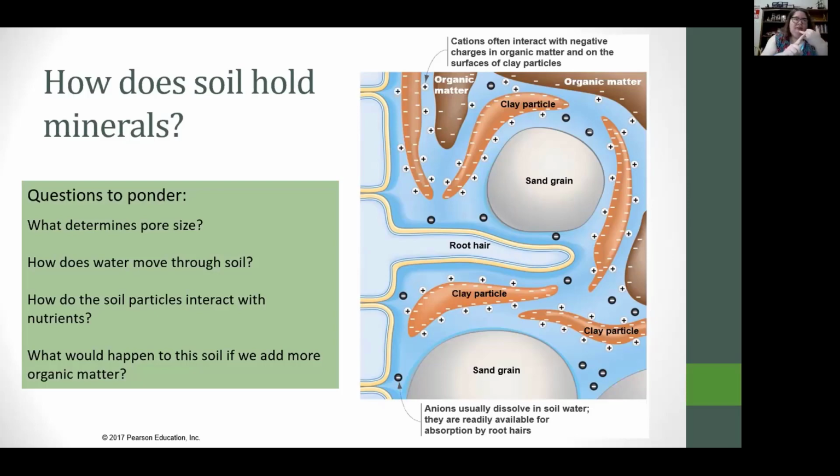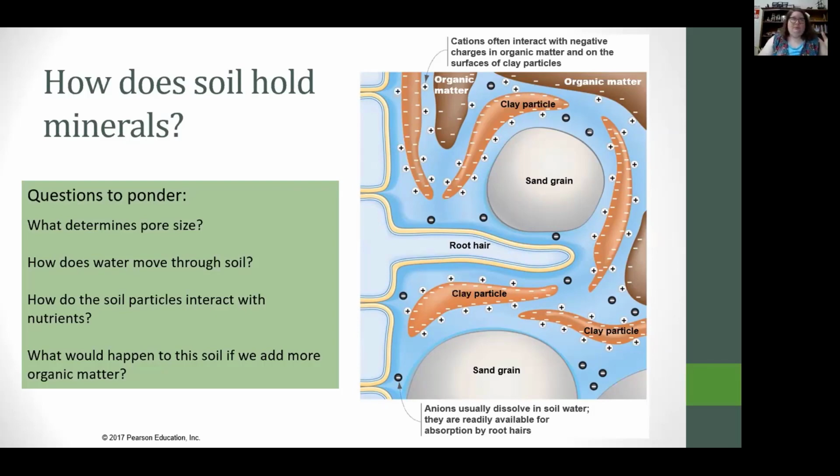So things like calcium, magnesium, sodium, and ammonium, to be more specific. All of those are going to stick to clay particles. So when we're talking about soil nutrition, we're actually talking about what's stuck to the clay.